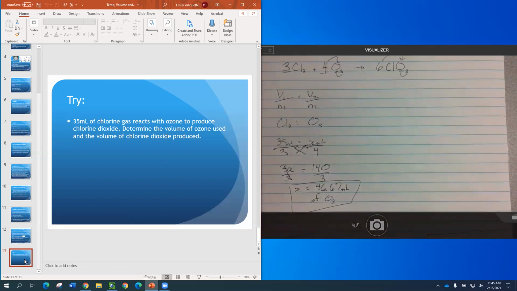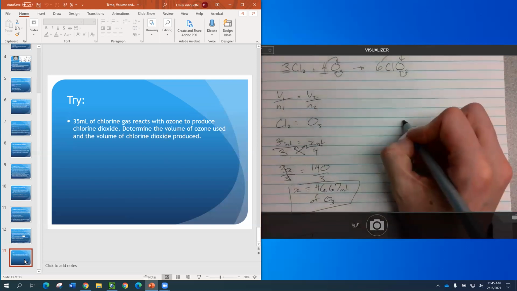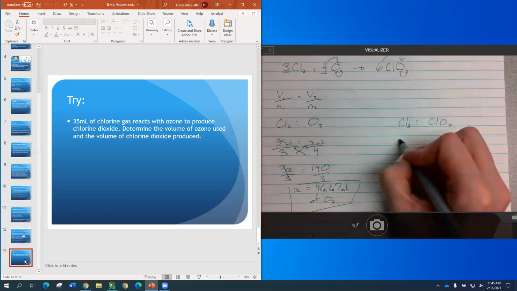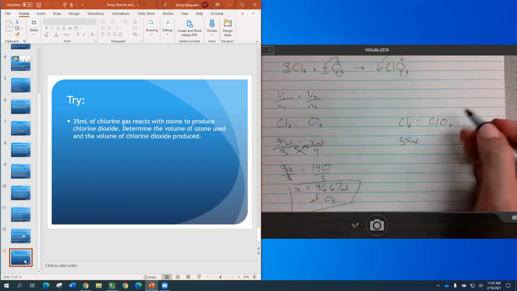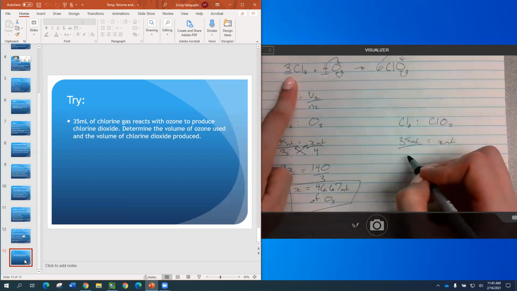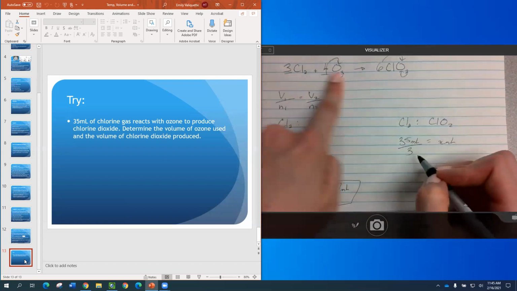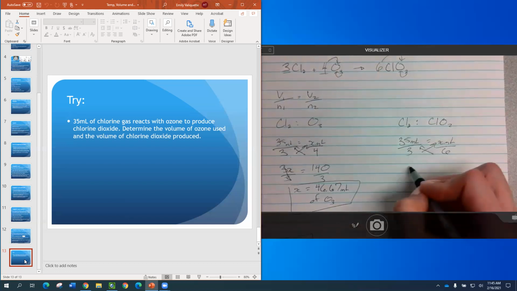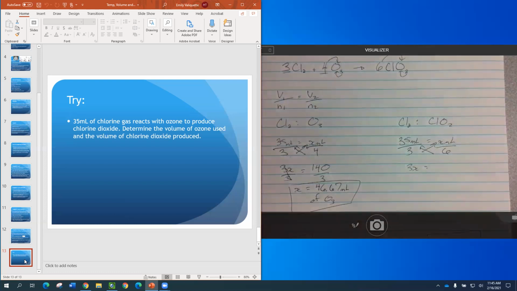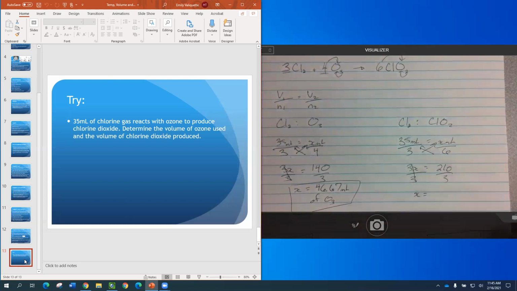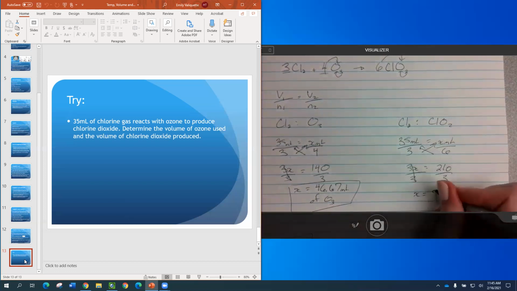And then it wants to know how much chlorine dioxide is produced. So again, we're going to do the same thing. This time we're going from chlorine gas to chlorine dioxide. Once again, we have the 35 milliliters of chlorine gas. We don't know the volume of chlorine dioxide. Our N value for chlorine is 3. It is 6 for chlorine dioxide. And then we cross multiply. 3 times x is 3x. 35 times 6 is 210, and then divide by 3 to isolate the x. And we get 70 milliliters of chlorine dioxide.